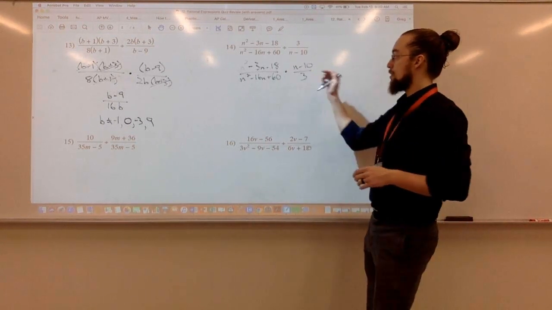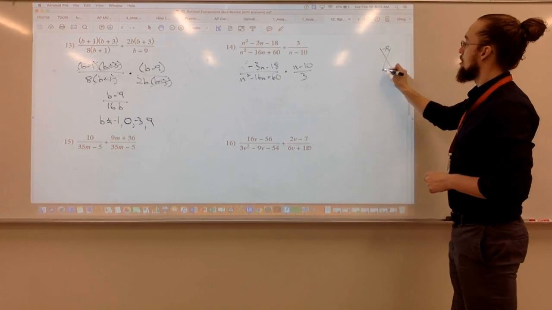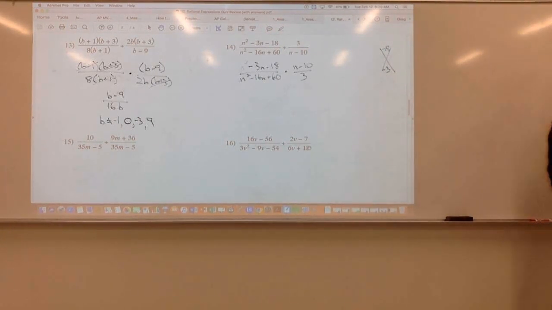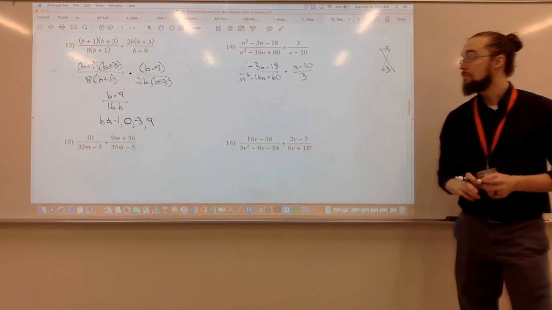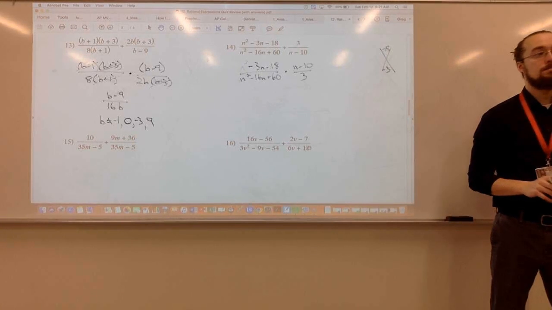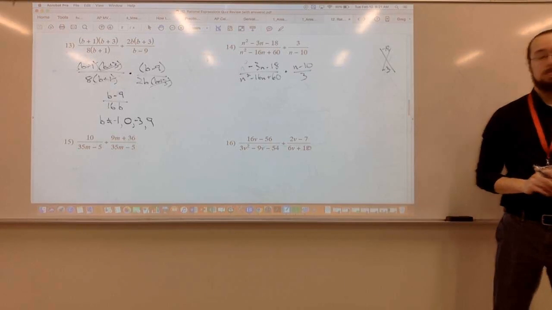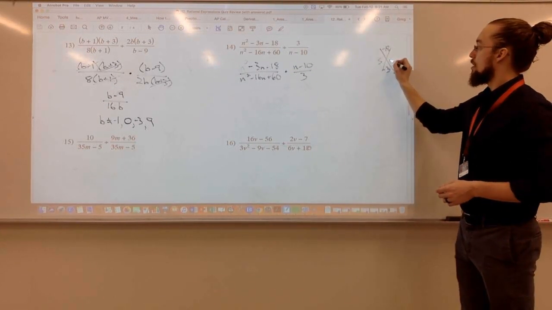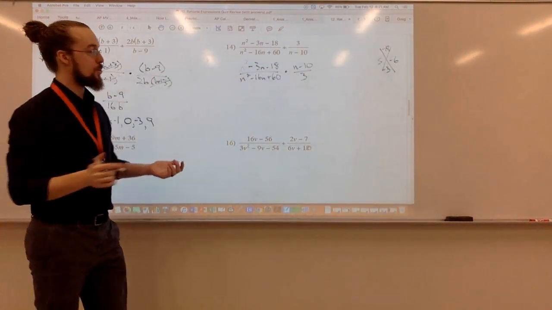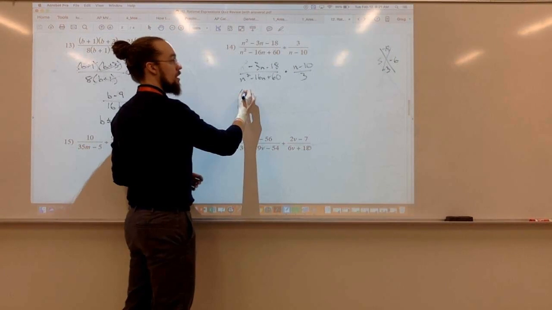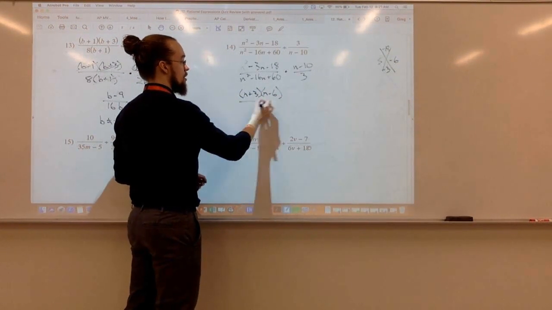Okay, let's factor this numerator here. So I want two numbers that multiply to negative 18 that add to negative 3. 3 and negative 6. So since my leading coefficient was 1 here, I can go straight to factors. So this will just become n plus 3 times n minus 6.